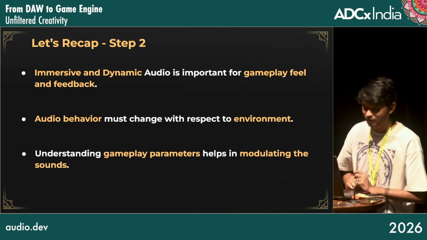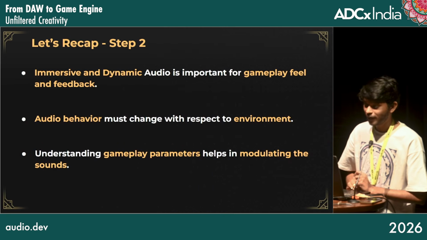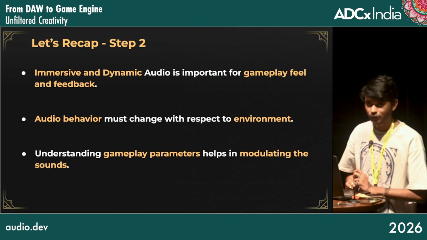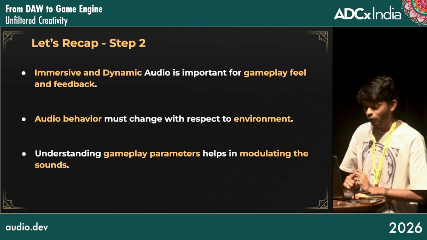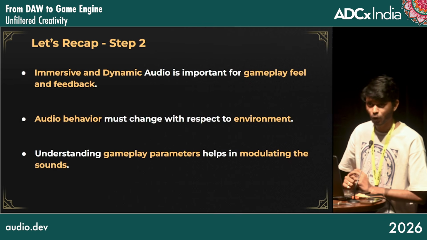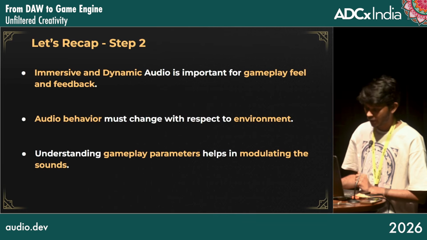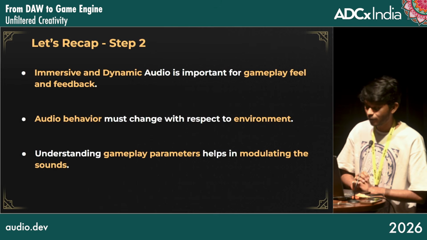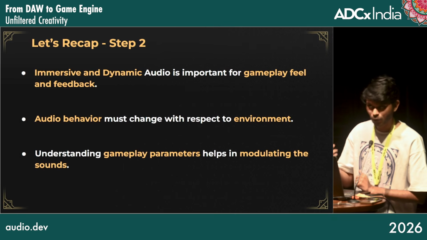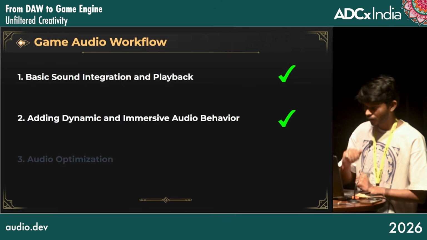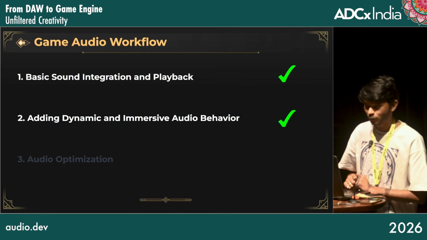So let's recap step 2. Immersive and dynamic audio is important for gameplay feel and feedback. Audio behavior must change with respect to the environment, which we have seen in the interior and exterior audio behavior of the weapons. And the last one is that understanding gameplay parameters helps in modulating the sounds, which we saw in the last example, where we use speed to control pitch and volume. With this, we have completed step 2, adding dynamic and immersive audio behavior.